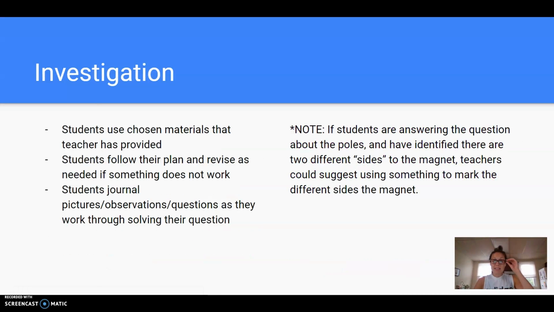So during the investigation, students are using their chosen materials, they're following their plan and revising as they go, because we know things are never perfect the first time you do them. They're journaling by filling out the student handout that I made.